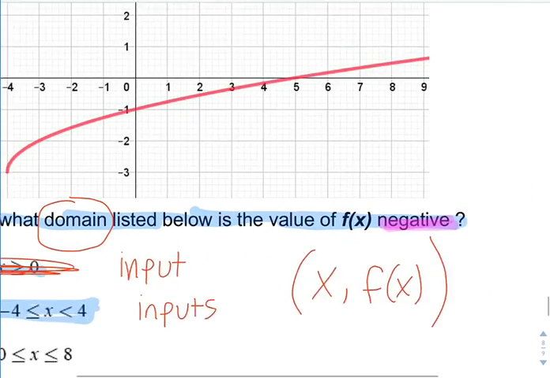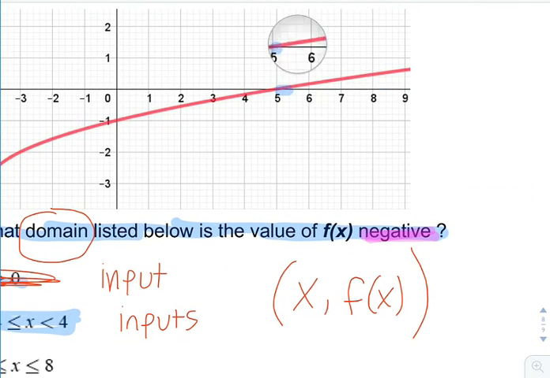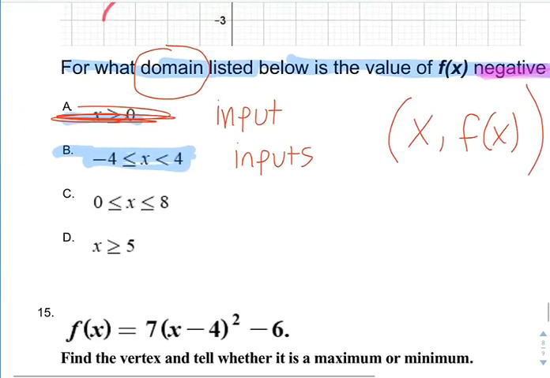All right, and then how about greater than 5? No, definitely, that's all positive there. No good. Answer is B.